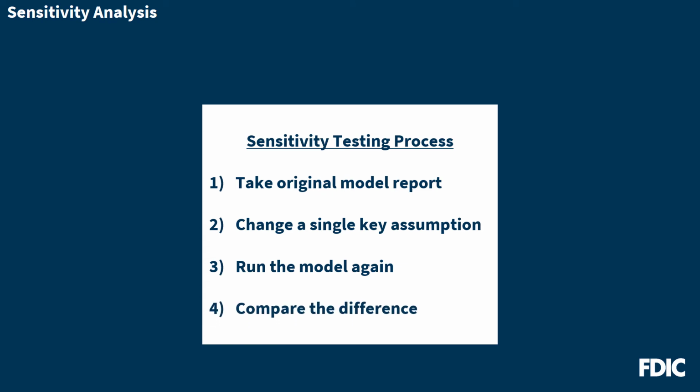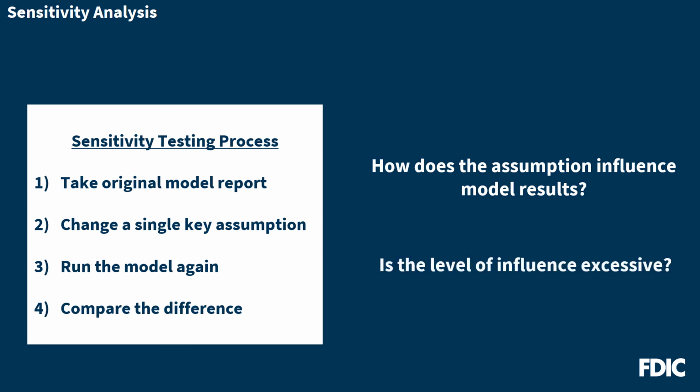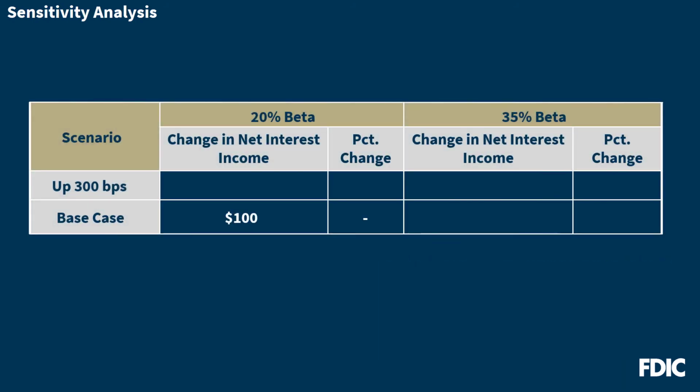By holding all other model variables and assumptions constant, management can determine both the extent to which an assumption influences model results and at what point that exposure becomes potentially excessive or breaches policy limits. Generally, the most effective approach is to perform this review separately for each key assumption. Since deposit assumptions are usually some of the most influential assumptions, let's begin with an example of sensitivity analysis performed on beta assumptions. This demonstrates how a beta of 35% depicts more customer price sensitivity than a beta of 20%.